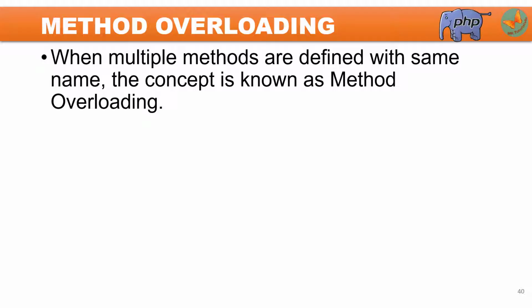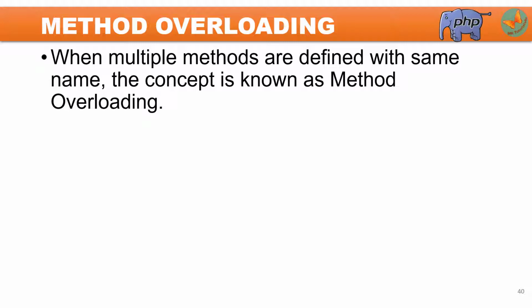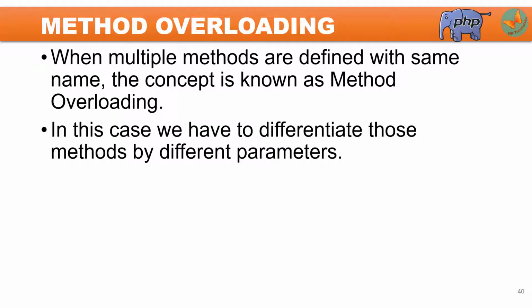So you may think that if all the methods have the same name, then how do we differentiate between them? We can differentiate them by making use of different parameters. Though the name of the method will be the same, one method may have one argument, another method may have two arguments, and so on. This concept is nothing but method overloading.